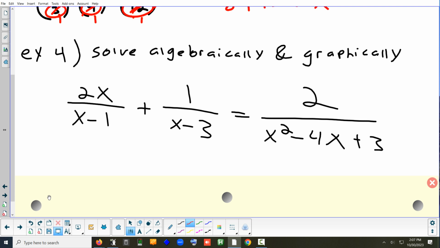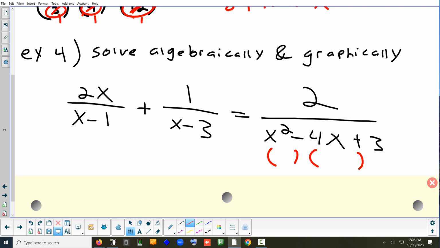Okay, so with all those fractions, it makes it hard, right? That's a mess. So we're going to try to get rid of them. Before we do anything, let's factor that denominator and just see if it comes out to something that's going to help us.